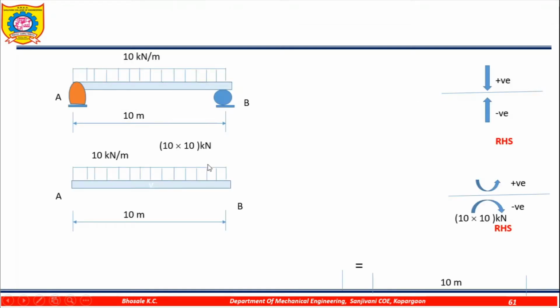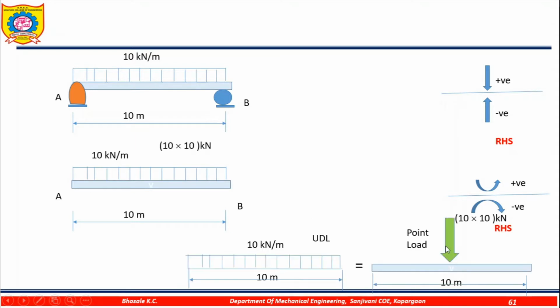So we have taken one numerical of a simply supported beam. This is a simply supported beam, on which a uniformly distributed load of 10 kN per meter is applied over the entire length of 10 meters. Normally, to find the reaction, we convert the UDL into a point load. So this is the UDL. We convert it to a point load applied at the midpoint of the length.